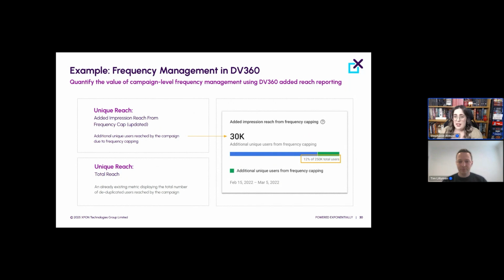That's pretty dang good. The other one is the total reach, which is a metric that most advertisers are pretty familiar with. This is the total number of deduplicated users reached by your campaign. So this report essentially allows you to definitively show that you are not overserving and reaching the same people, but you are actively reaching a new audience and that you are being a lot more effective with your media investment.